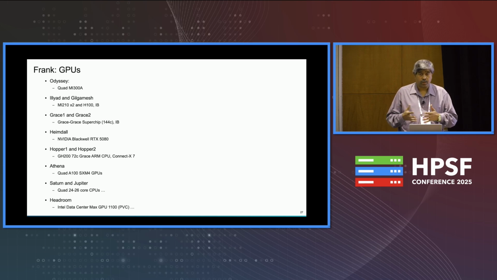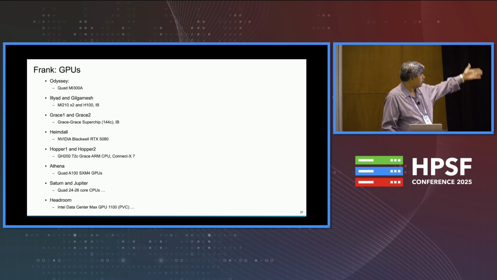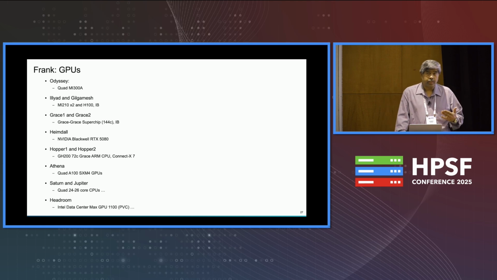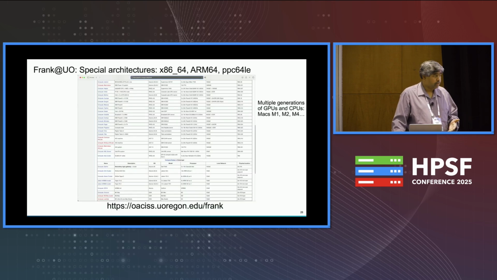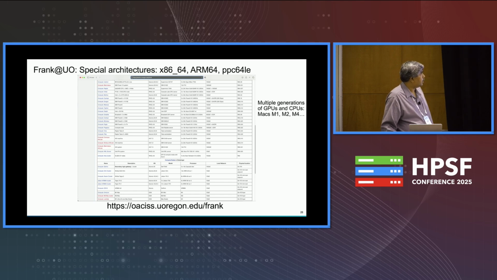Some of them have 96 cores and 2 sockets with 96 cores. Some of them have 72 cores, like Grace systems, and 2 sockets of those. So that's like 144 cores. And all the different GPU architectures are there. Our goal is to have every GPU architecture from every one of those 3 vendors, NVIDIA, Intel, and AMD. And you can see the list of machines over here. We also have support for Macs. We have M1, M2, M4 Pros.